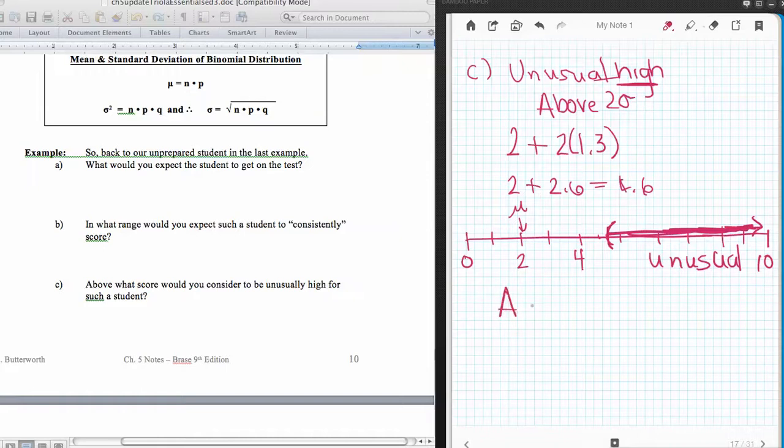So if we got above a 4.6, we would be expecting that to be somewhat unusual. That's still an F, right? I mean, you're still getting an F, but you're getting a high F.